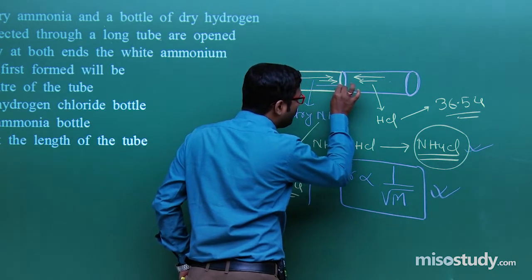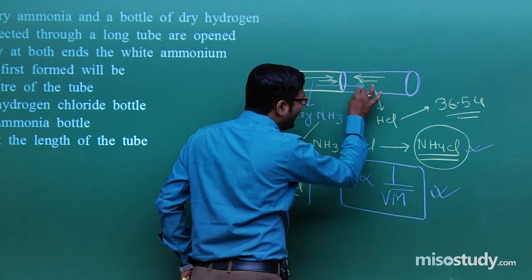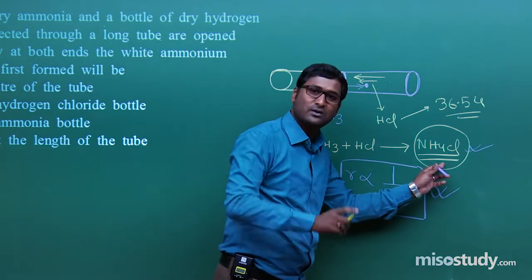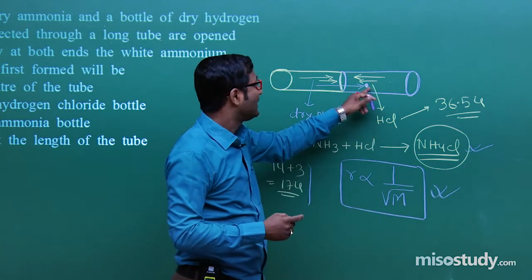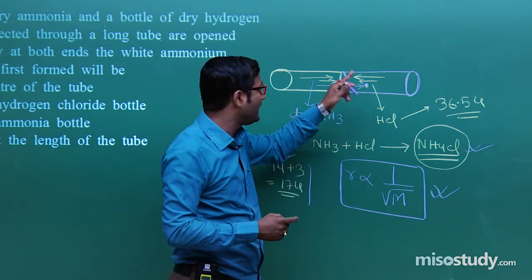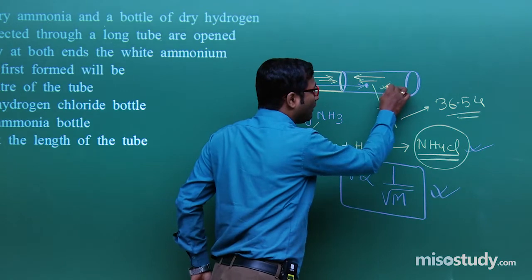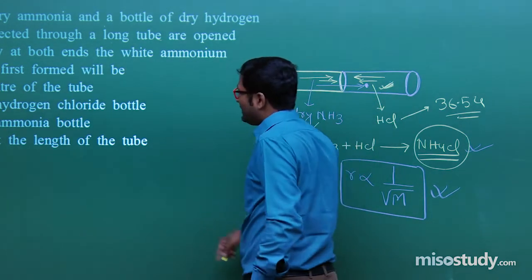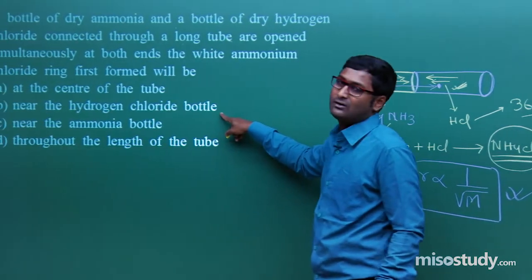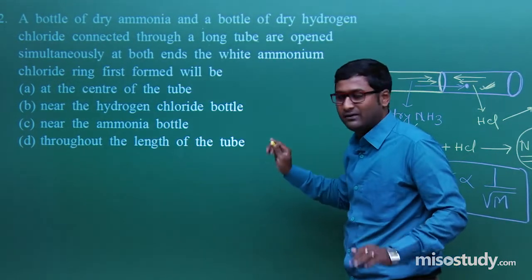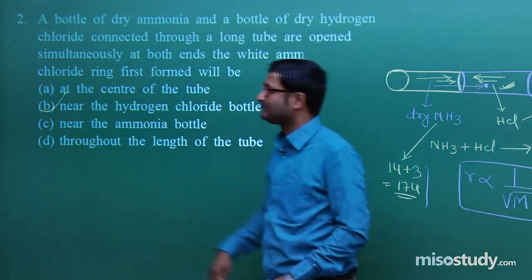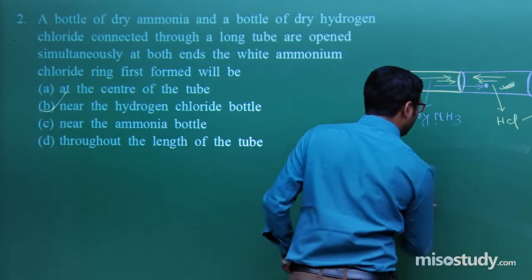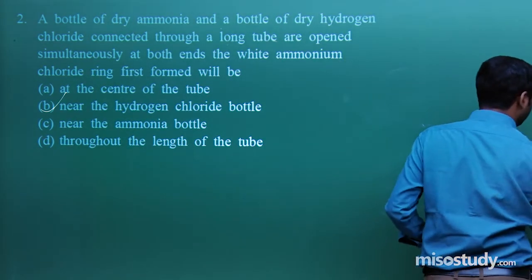So ammonia will move faster towards HCl, and when it combines with HCl, there is a formation of NH4Cl. Then definitely the first white ring will appear at the end of the HCl tube. Clear to you? So the answer will be near the hydrogen chloride bottle or tube. Clear, friend? So this is the answer. Okay, now I'm going to rub this part and we'll discuss the next question. Listen carefully what I'm telling.